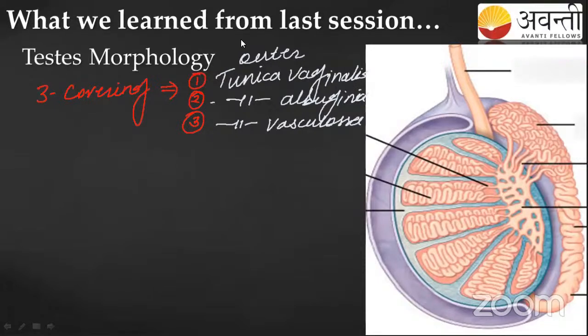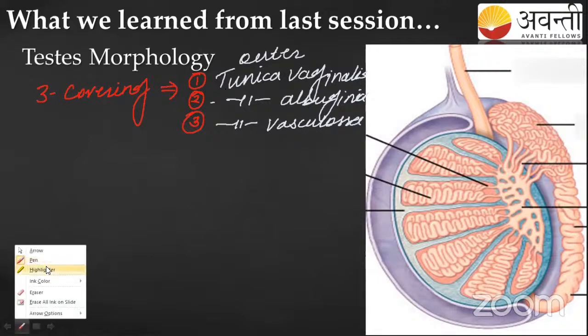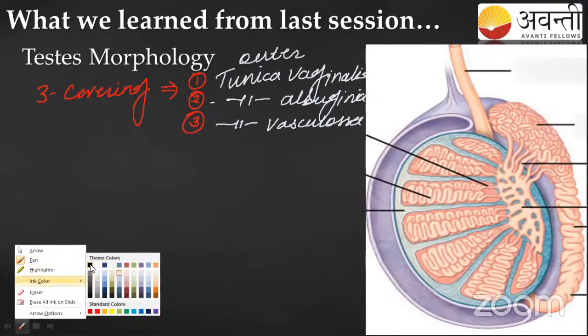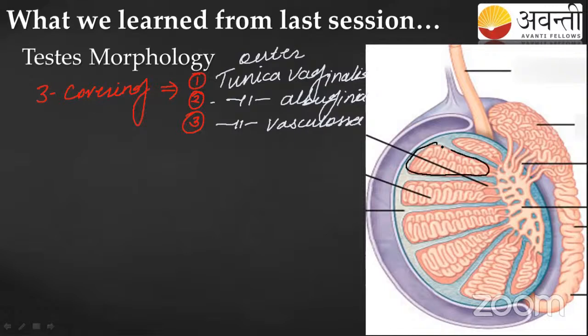In this part we discuss the compartments, that is, the testicular lobules, and where they are situated. You can see these are the different compartments, known as the testicular lobules, and there are up to 150 in number in each testis. How many will be there in one testis? Around 150.